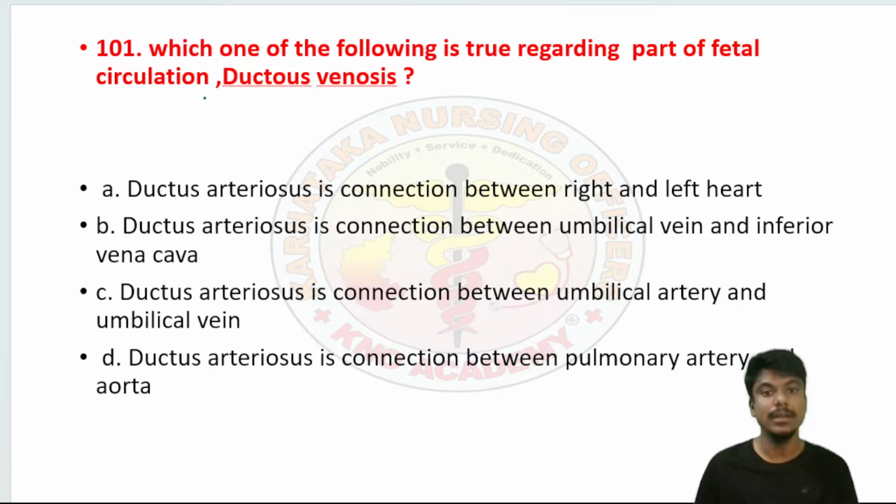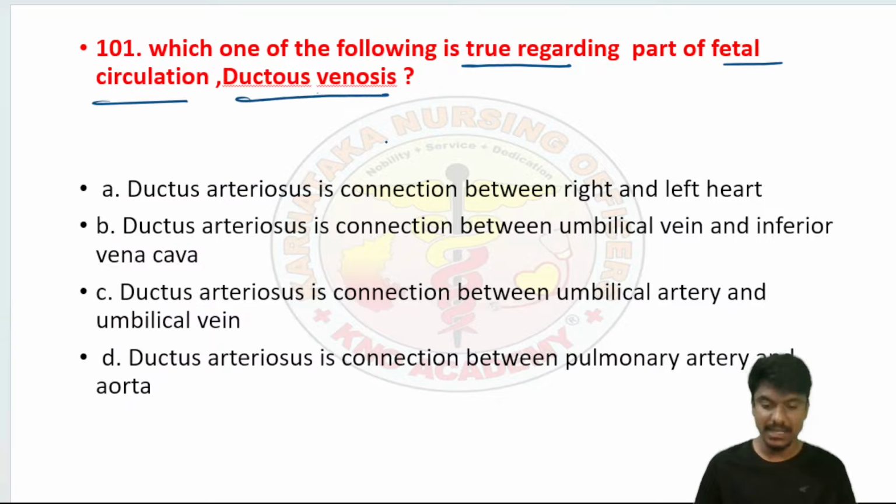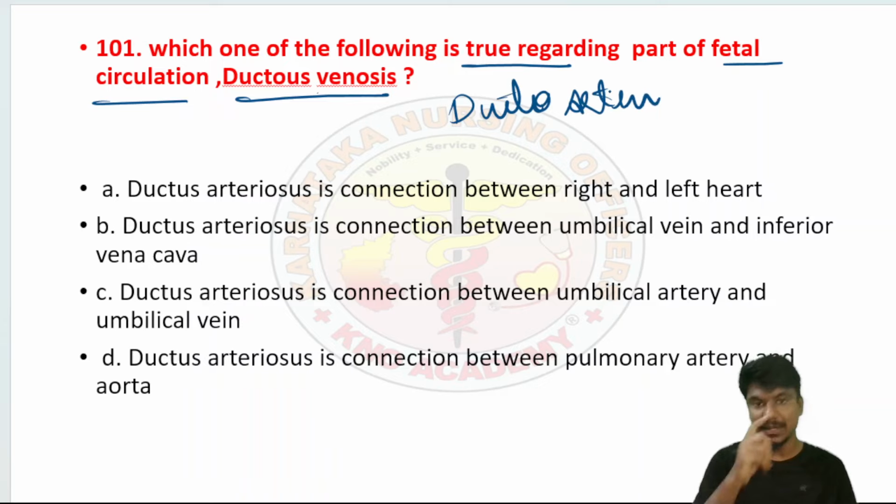Next question. Which among the following is true regarding fetal circulation, ductus venosus? If we see fetal circulation, we have two connections, ductus arteriosus and ductus venosus, and there is a connection between the right atrium and left atrium, that is your foramen ovale. So what is true regarding ductus venosus? The examiner is asking you what is true regarding ductus venosus.